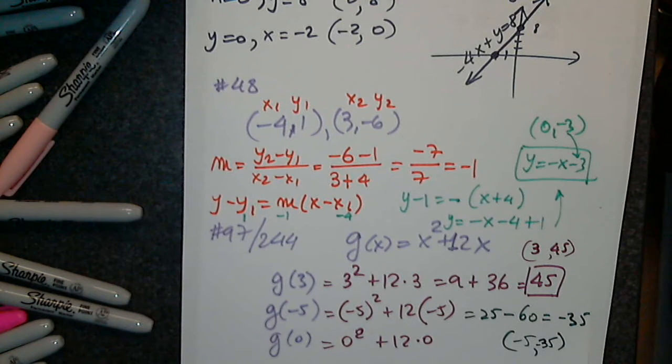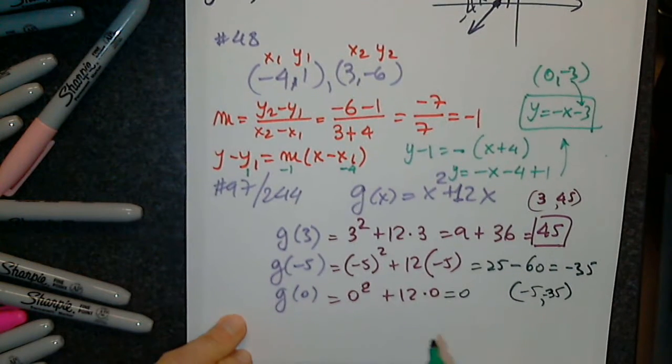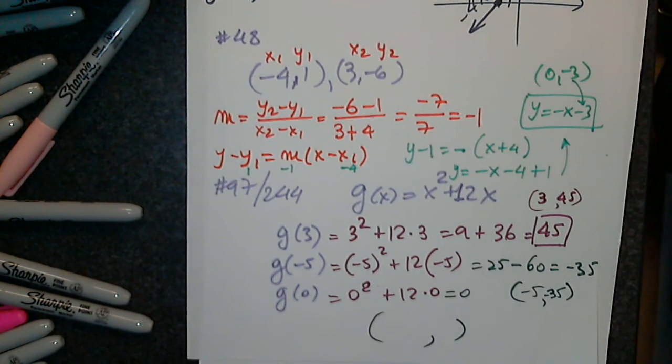X comma f of x, that particular x. And here 0 squared is 0, 12 times 0 is 0, 0, 0. Can anyone give us the ordered pair that we just determined here? 0, 0. Any questions?